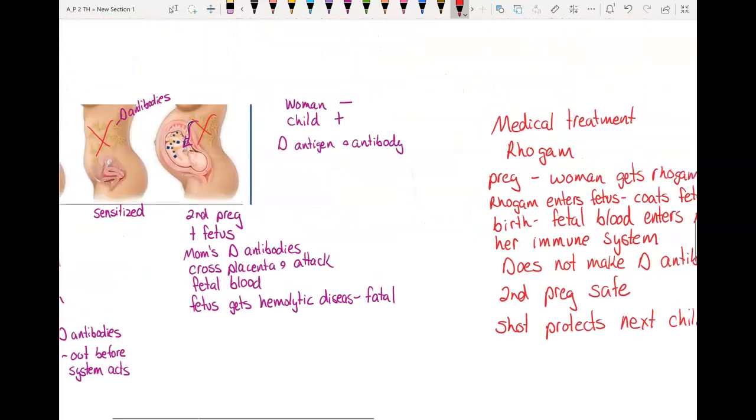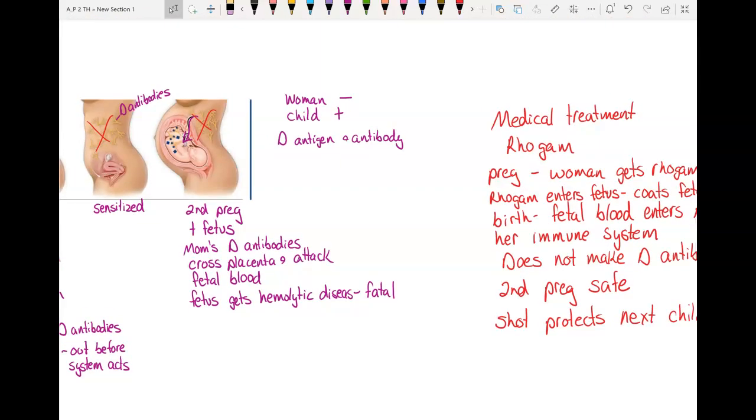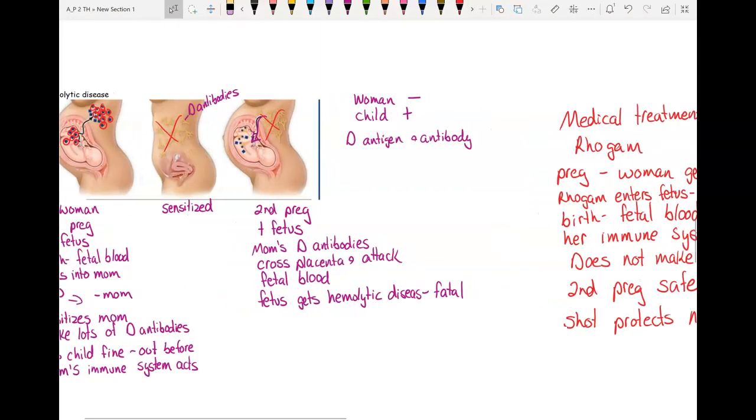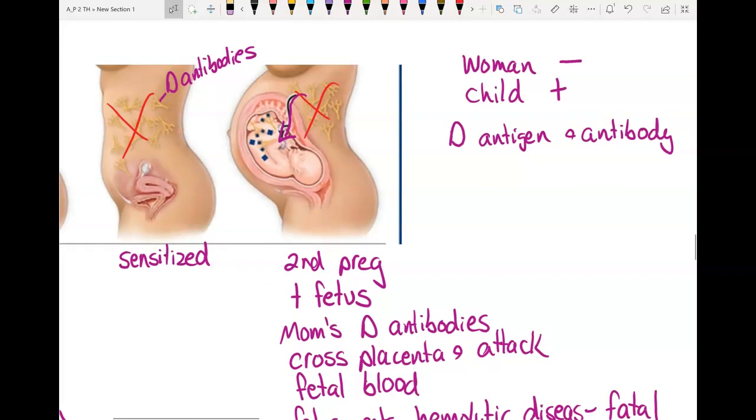And every time this woman gets pregnant, she'll get the shot again. Because let's say she's having her second baby now. You would get the shot, coat those blood cells. Then when this baby's born and the blood enters the mom, again, it's going to be hidden from her immune system, so she won't make those D antibodies, and that's protecting child number 3.